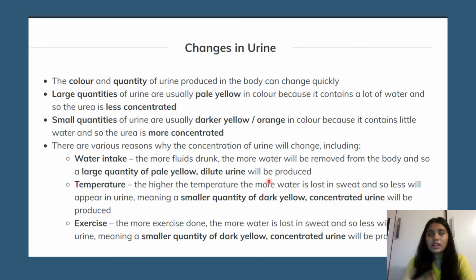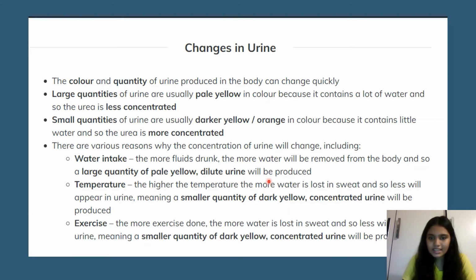So when it's a really hot day and you're sweating a lot, you're losing more water through your skin by sweating than by excreting it through urine. So less water flows into the urine. Less water makes up the urine. Therefore, the urine becomes more concentrated and darker yellow. Okay, that's pretty much it.